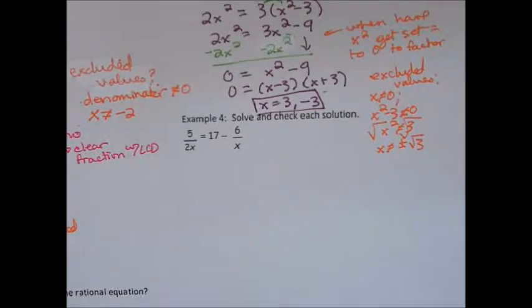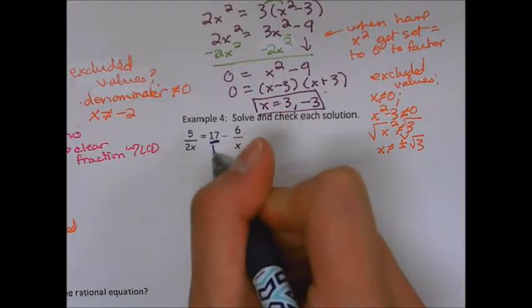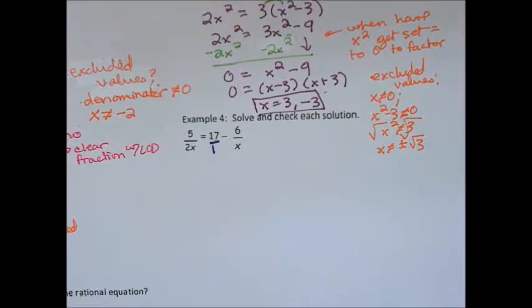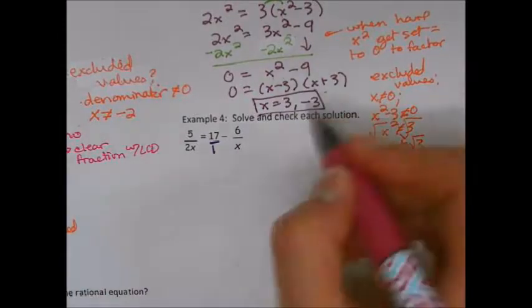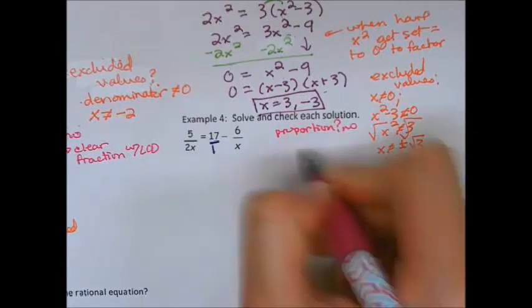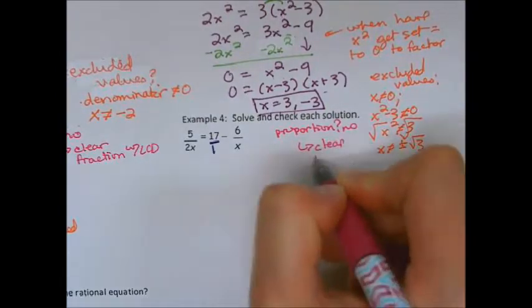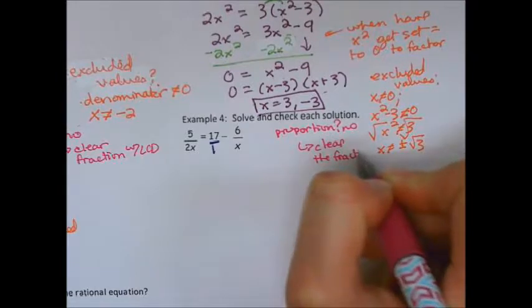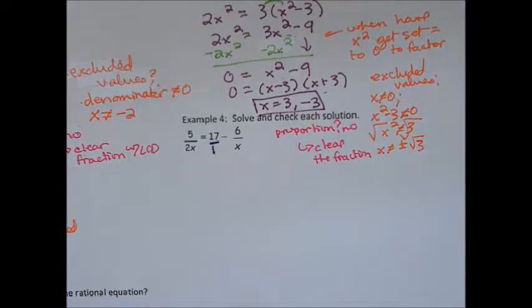Example 4. Solve and check each solution. Before I let you get started on your own on this one, I want you to put the 17 over 1. That denominator is 1. So let's ask our first question. Is this a proportion? No. So we're going to clear the fraction. So that's like example 3. So go ahead and pause the video so the students can try and follow what they did in example 3.